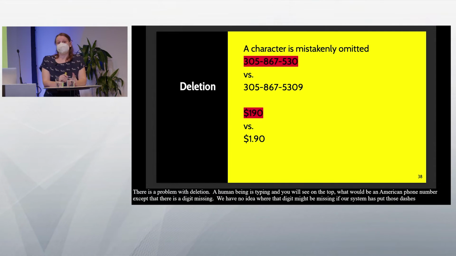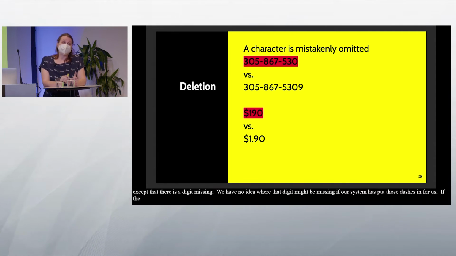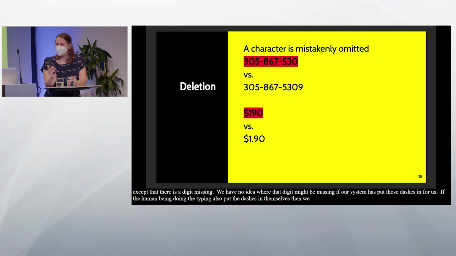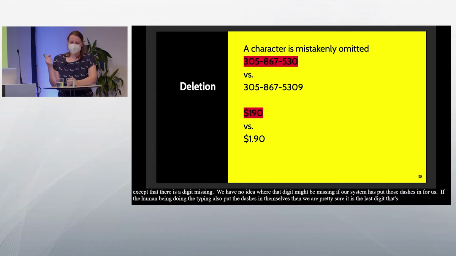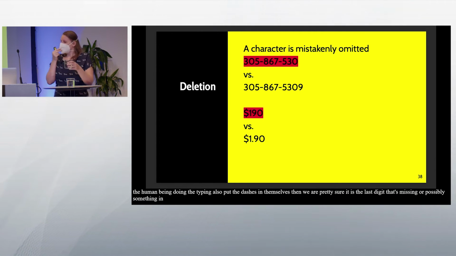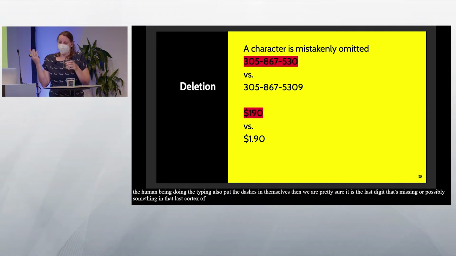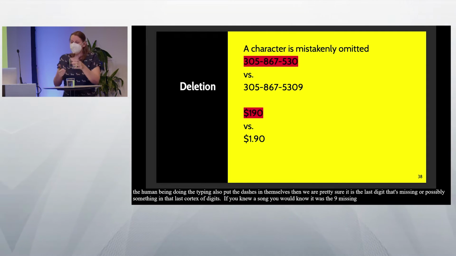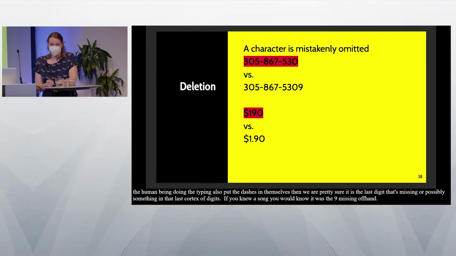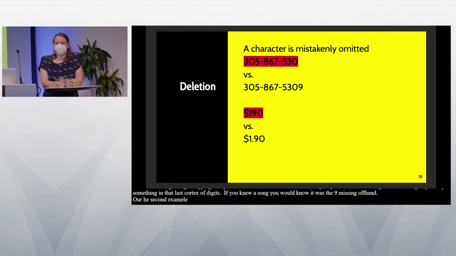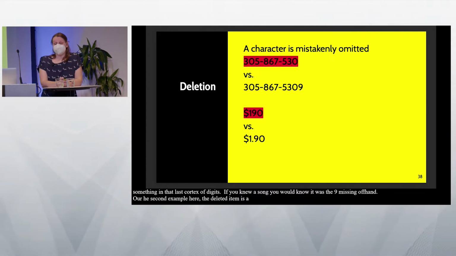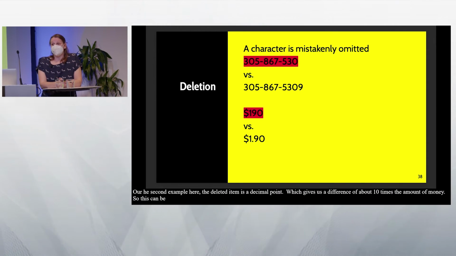If the human being doing the typing also put the dashes in themselves, then we're pretty sure that it's the last digit that's missing, or possibly something in that last quartet of digits. If you know the song, you would recognize possibly that it was the 9 missing offhand. In our second example here, the deleted item is a decimal point, which gives us a difference of about 10 times the amount of money. So this can be a very costly and significant error, a deletion.